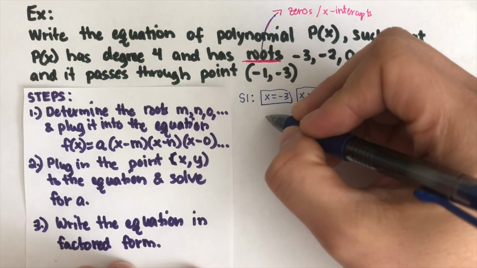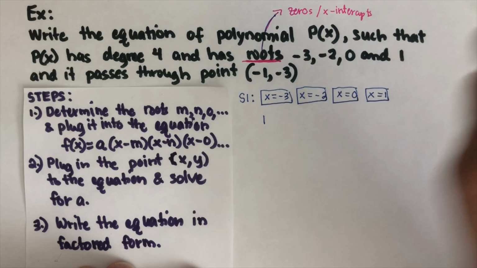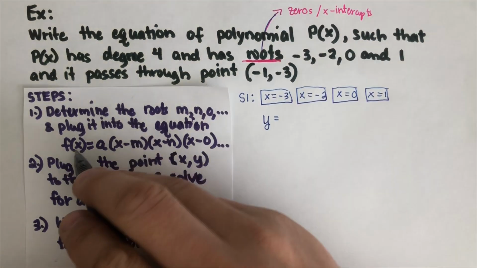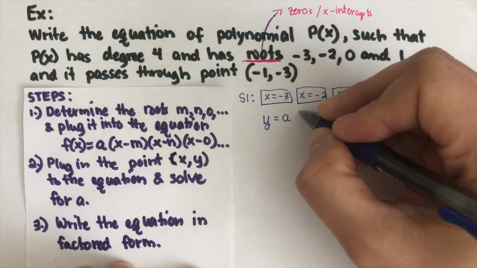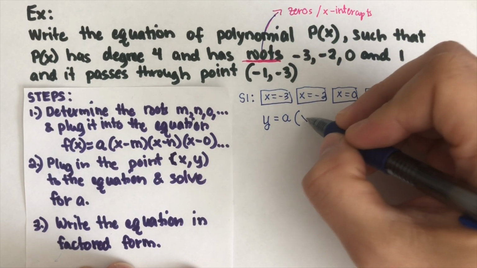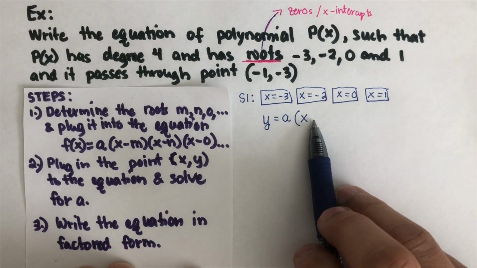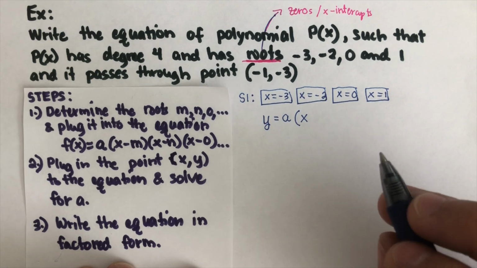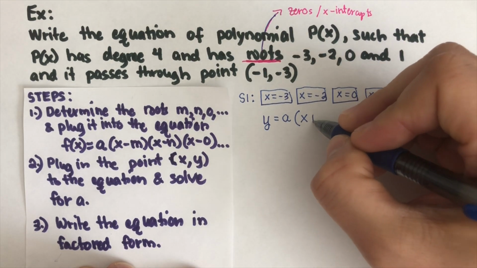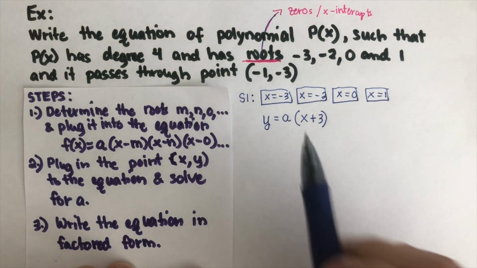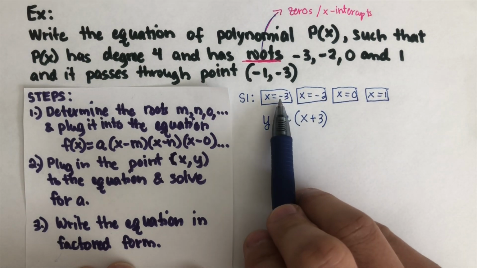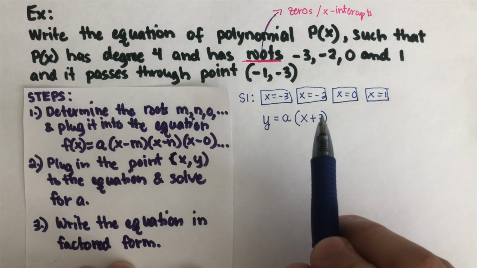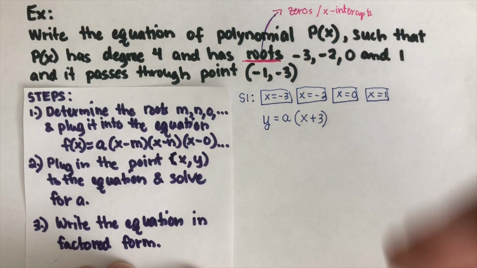Instead of p of x, we're just going to use y. So y is equal to a, and then we have the factors with x. This time around, we do the zero product property backwards. So for the root negative 3 this should be x plus 3. The easiest way is to switch the sign, but again, we are using the zero product property to get this. So we're doing the work backwards.